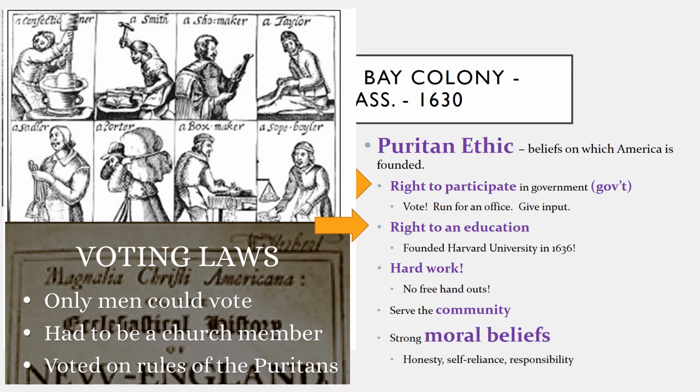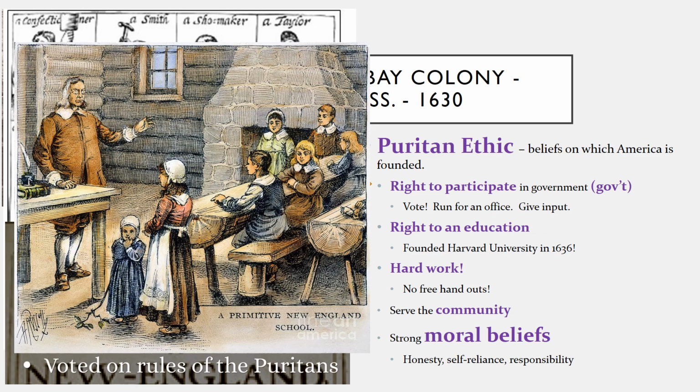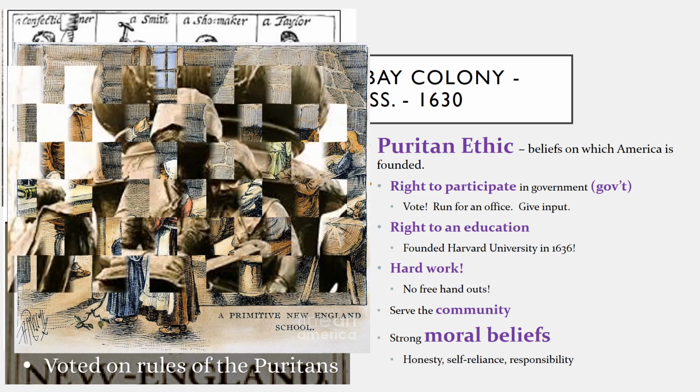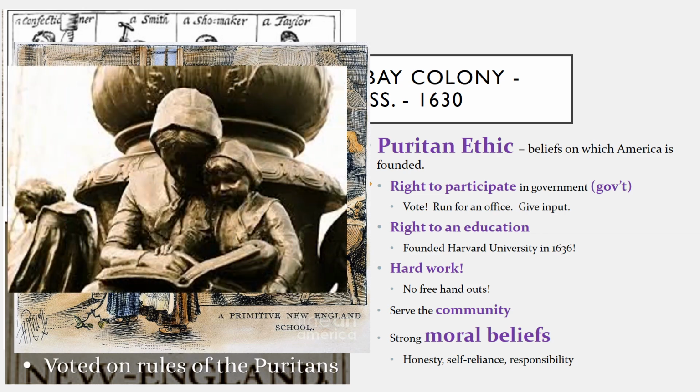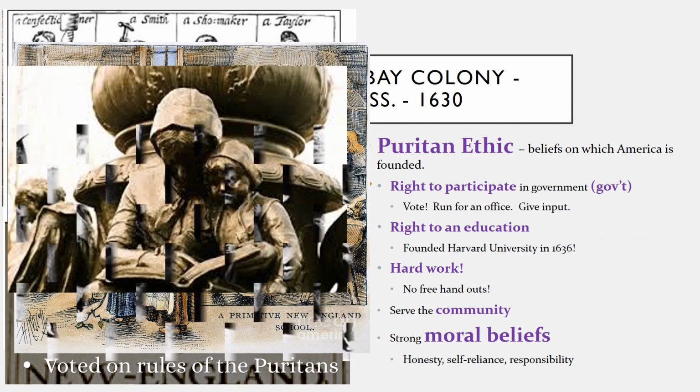Another part of the Puritan ethic that we take from here in America today is the right to an education. Puritans wanted their children to be able to read, mainly because they wanted their children to be able to read the Bible for themselves because this was very important to them.